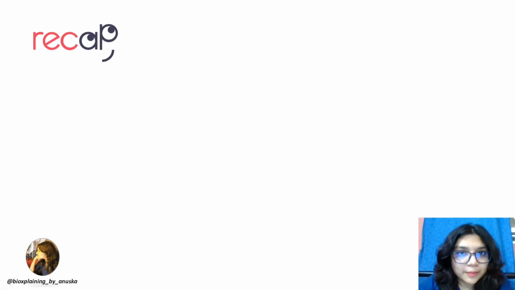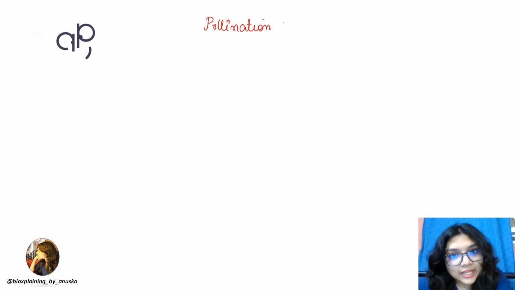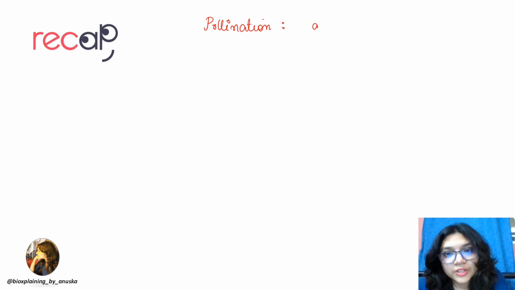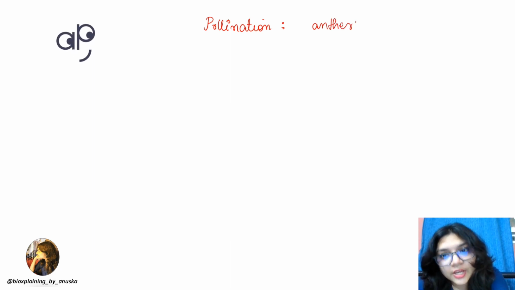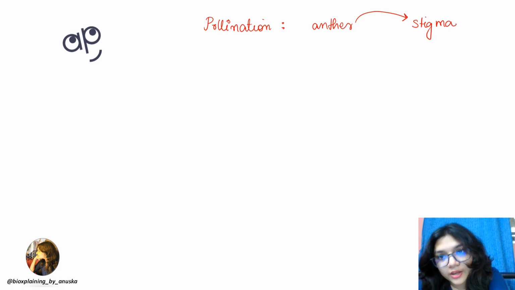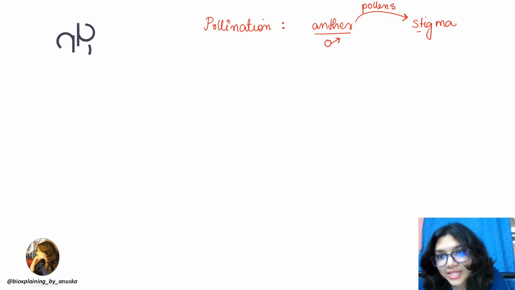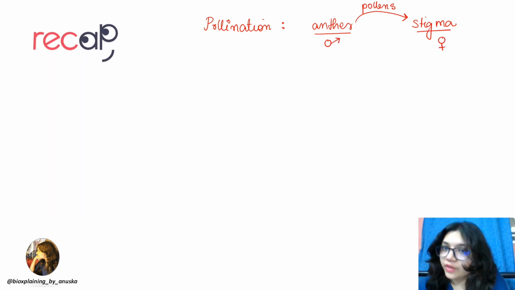Okay, so first let's have a very quick recap of what we have studied in the previous video. So what we saw was what is pollination. In simple words, we can say that pollination refers to the transfer of pollen grains from the anther to the stigma of a flower. So it is the transfer of pollens from the anther, which is the male part, to the stigma, which is the female part of a flower.